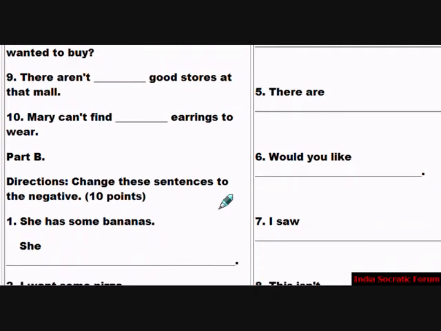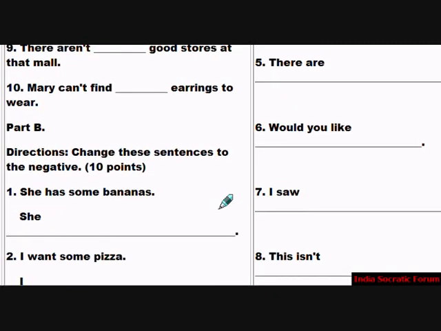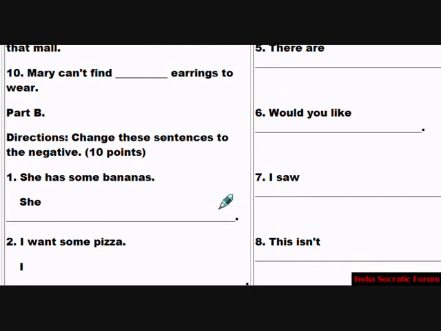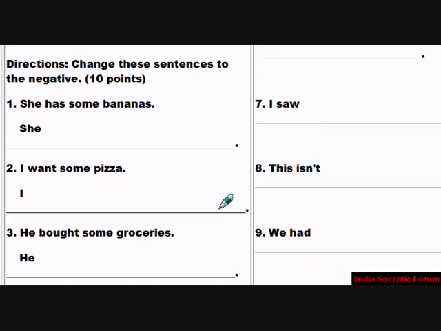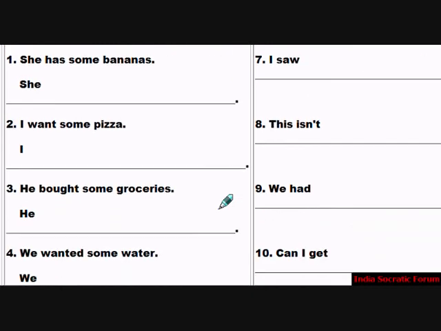Part B. Part B is about directions. Change these sentences to the negative. Okay, how to change the sentences to negative. Pause the video and answer the questions.